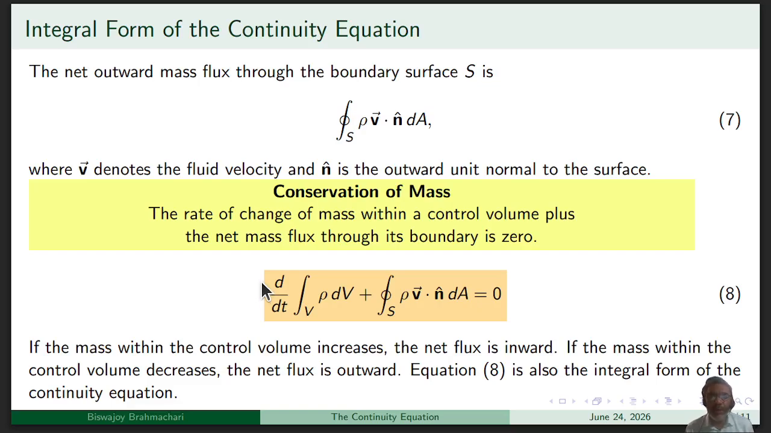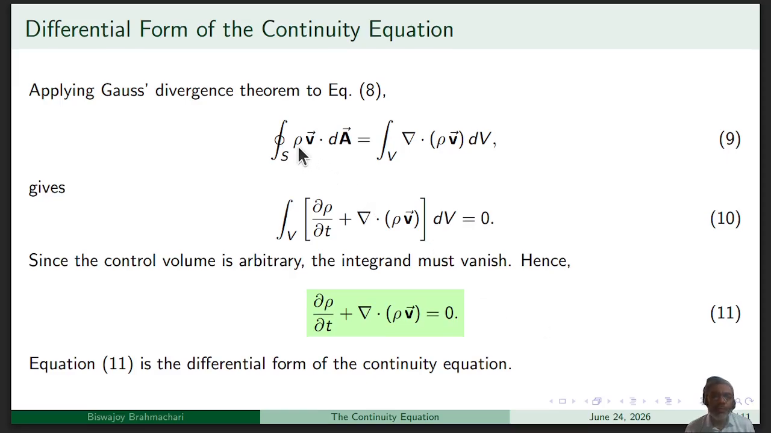Now we will try to get the differential form of the continuity equation. For that we have to apply the divergence theorem. In the second integral, we apply the divergence theorem, so the surface integral of rho v dot dA becomes the volume integral of divergence of rho v dV. Then the conservation of mass equation becomes the volume integral of del rho/del t plus divergence of rho v dV equal to 0. The second term was a surface integral, but we have converted it to a volume integral.